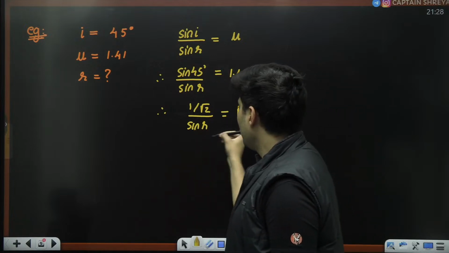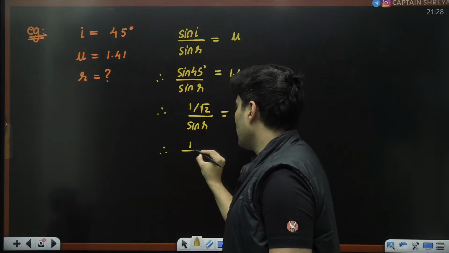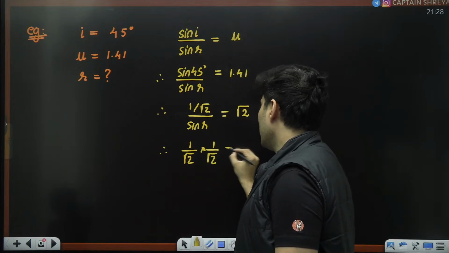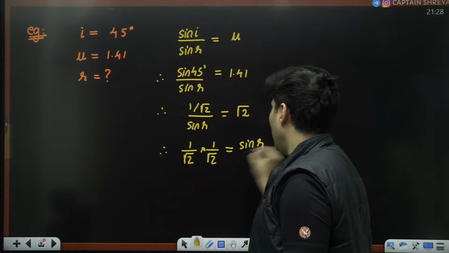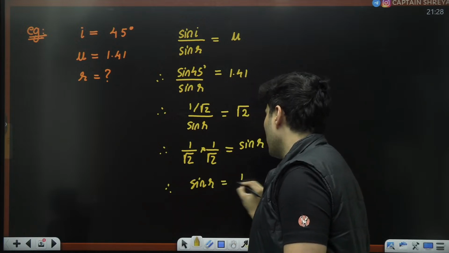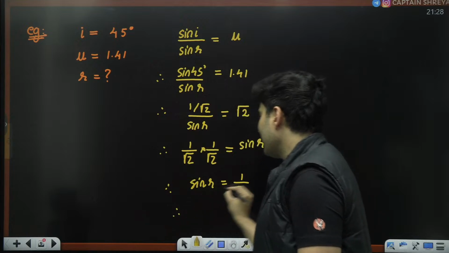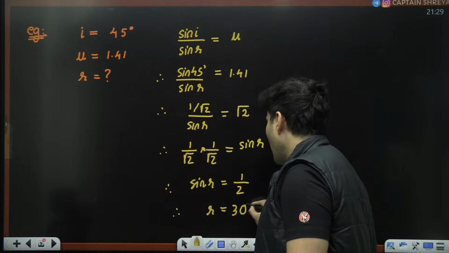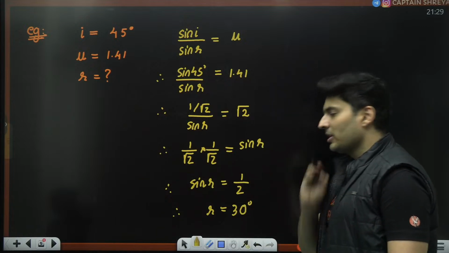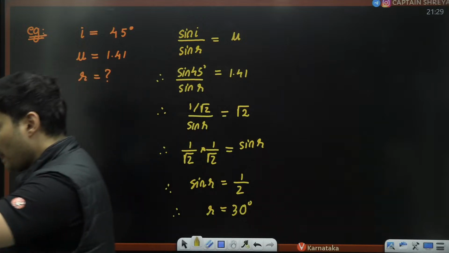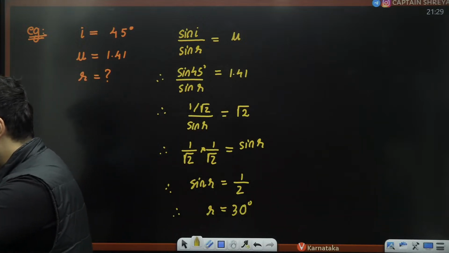Bring that root 2 here, take sine r on the top. So 1 by root 2 times root 2 is equal to sine of r. Root 2 into root 2 is 2, so sine r is half. Whose sine is half? 30 degrees. So the answer to this question is 30 degrees. I hope this is absolutely clear.